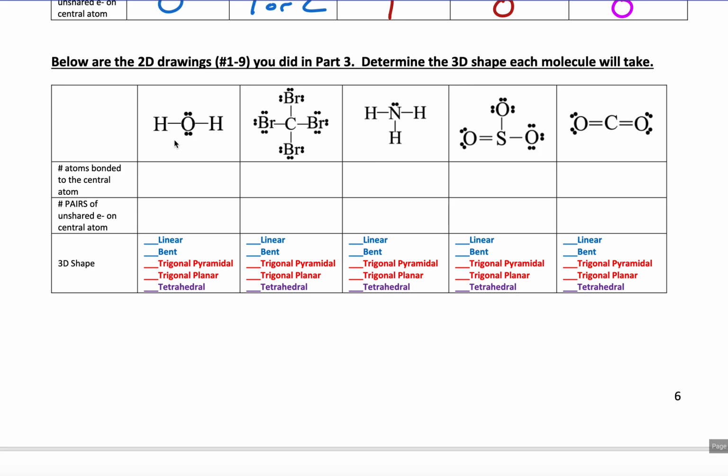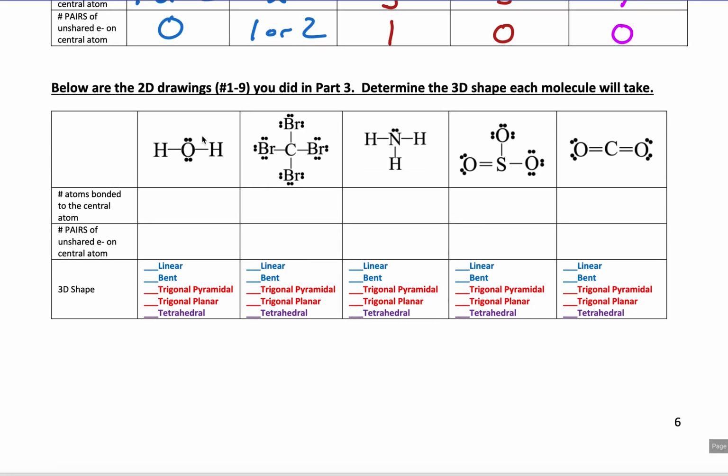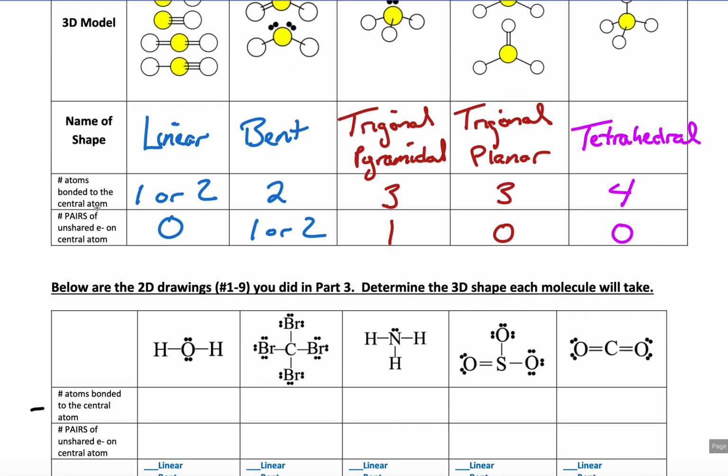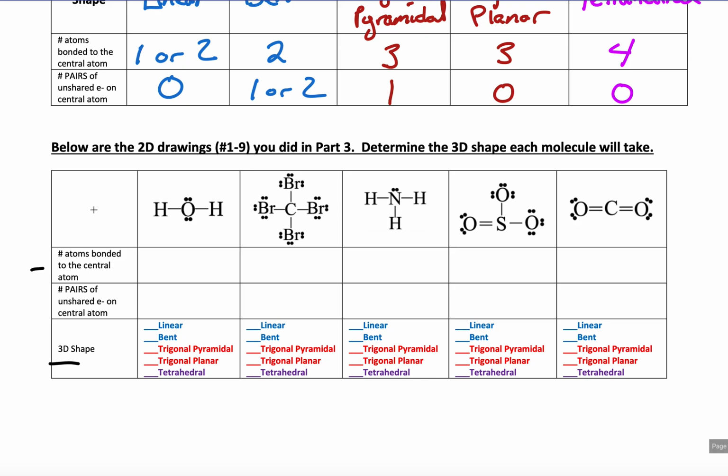Okay, this is the process that your brain should go through when you're trying to figure out what 3D shape it has. You're first going to ask yourself, how many atoms are bonded to the central atom? That's going to narrow things down for you. Then you're going to look a little bit more closely at your center atom, and you're going to look at the number of pairs of unshared electrons. And then you should be able to pinpoint exactly which 3D shape it's going to take.